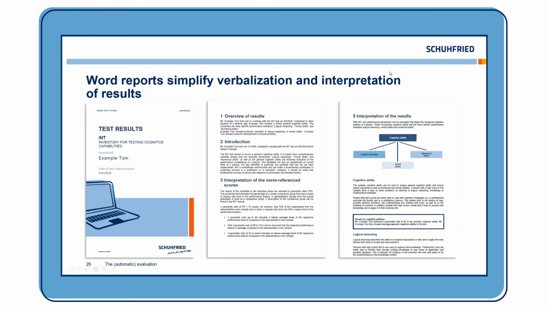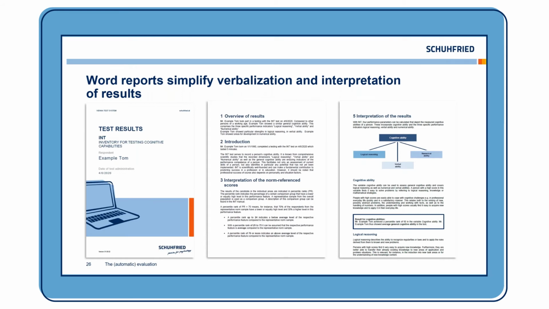After we've seen how to navigate through the database and how to display individual scorings, we now want to have a look at what further options we have with the results. And a quite handy feature here are word reports. What word reports do is simplify verbalization and interpretation of results. They are available for a great range of our tests.